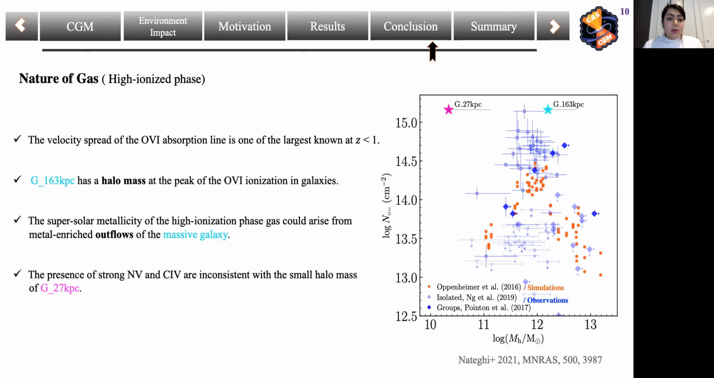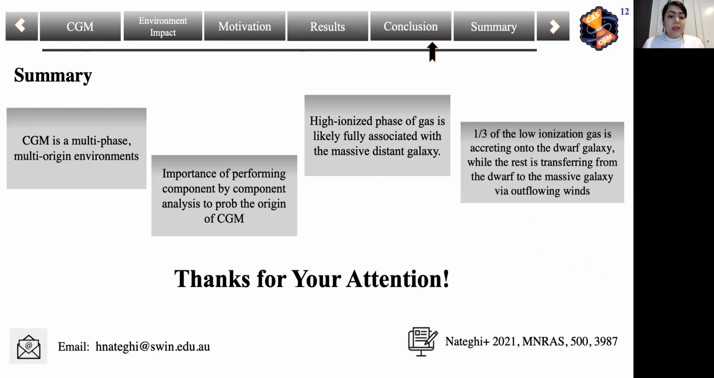The mass of the dwarf galaxy and its halo virial temperature is too low to contribute a significant amount of oxygen-6 column density. In addition, the presence of carbon-4 and a strong nitrogen-5 and oxygen-6 with broad velocity spread in this system, the supersolar metallicity of this phase of gas, and also the properties of the massive galaxy, specifically its metal-enriched outflows, all lead us to the conclusion that the highly ionized phase of gas most likely originated from this massive star-forming galaxy.